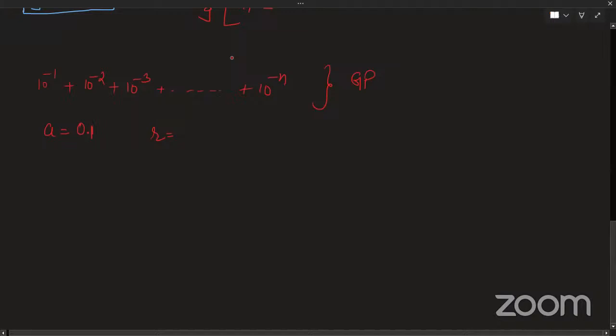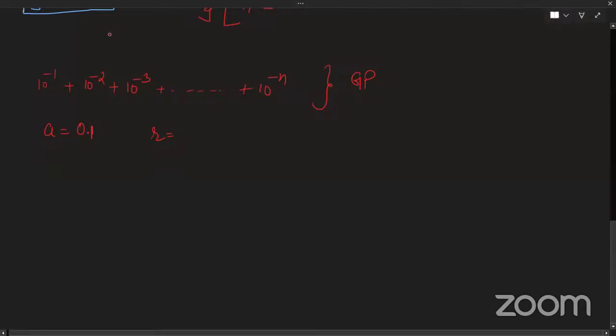Value of R, common ratio? Value of common ratio, anyone? No one can tell. You can just divide. How much? 0.91, 0.9, 0.2, 1. Common ratio is 1. Okay, no worries.